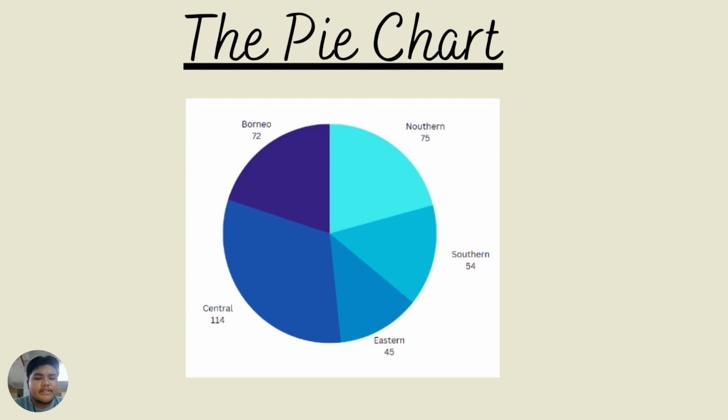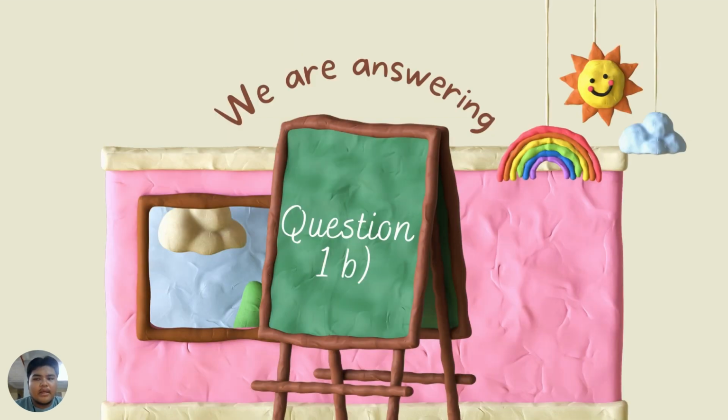So this is the pie chart that I have constructed from the previous calculation. We can see that each part has a different color to signify a different region. Next, we will solve question 1B.